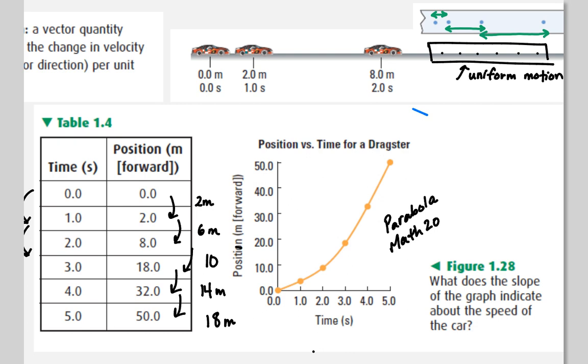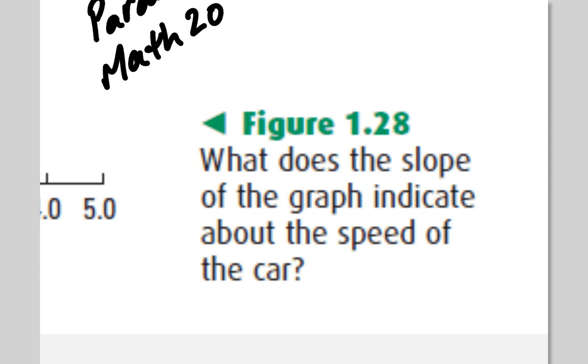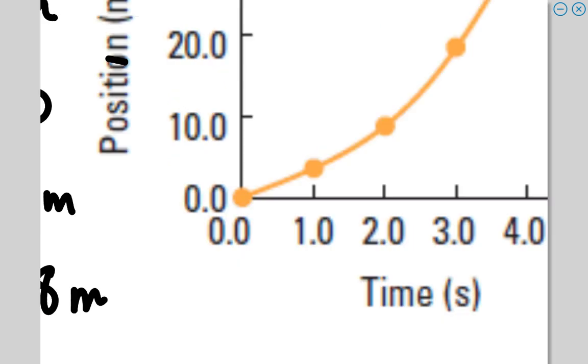And then at the bottom here it says, what does the slope of the graph indicate about the speed of the car? So how do you find the slope of something that's curving? What you would do is take a point on the graph, like right here, take your ruler and attempt to draw a line that touches just once. You would call that a tangent line, and you would find the slope of that line.